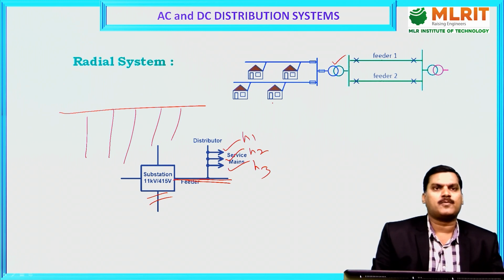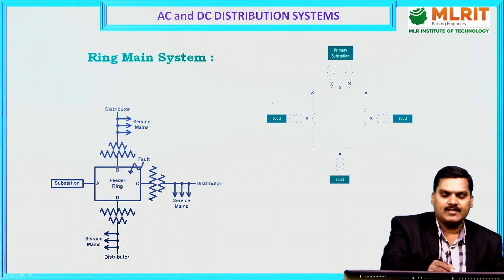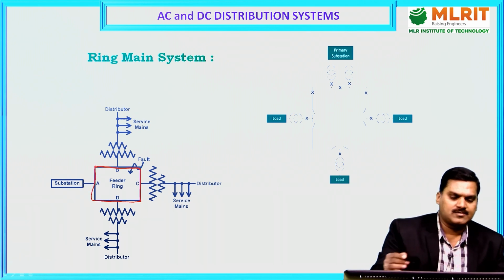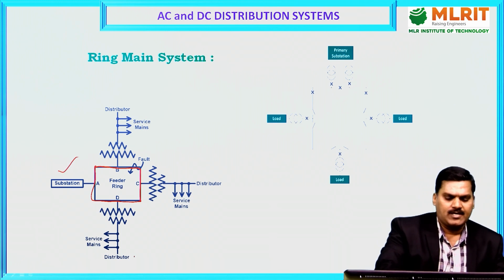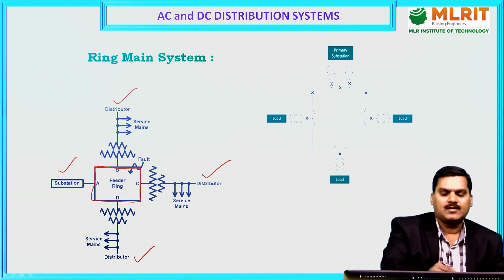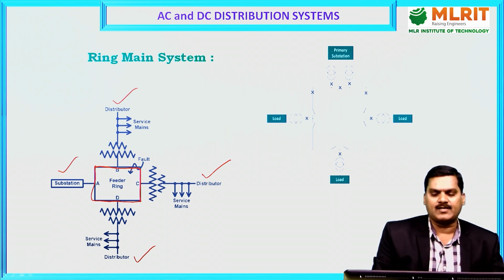That is the reason it is called a radial system. Whereas if you see the ring main system, there will be a ring connection among all the things, a substation, it is one type of distributor, one more type of distributor. So between all these, a ring main means a circle, a closed path distribution wire will exist.